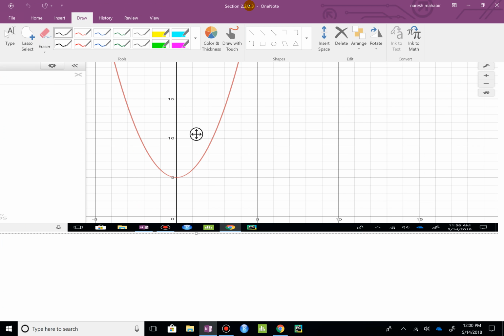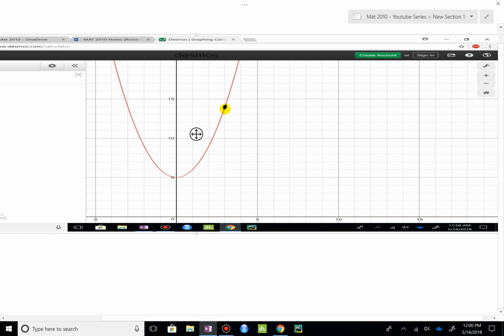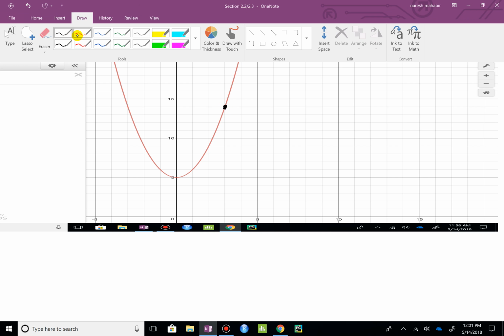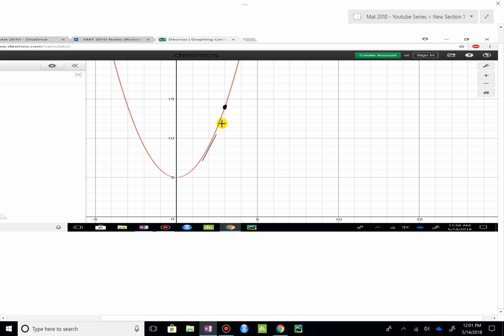So, the slope of the tangent line. If you remember the previous video, we were trying to approximate what the slope was at this one point. Because we're looking for the instantaneous rate of change, which is the slope of the tangent line. So here's the tangent line, right here. I'm going to draw it as accurately as possible.